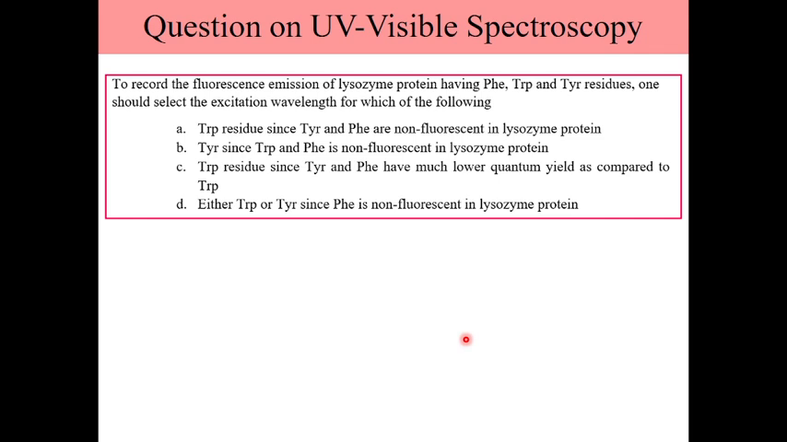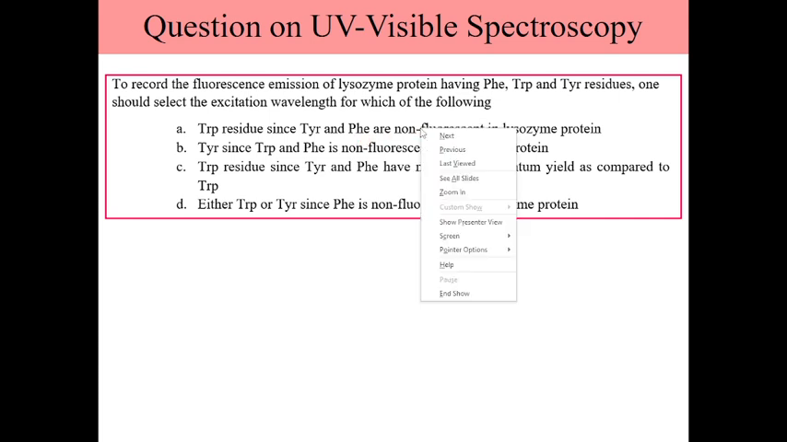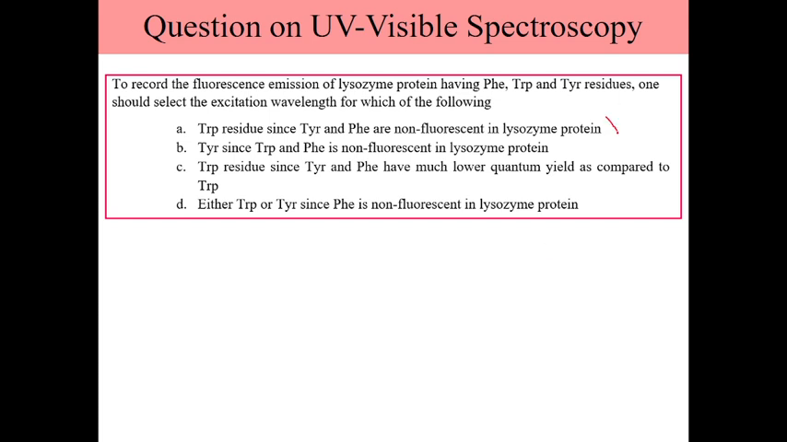So the first question says, to record the fluorescent emission of lysozyme protein having phenylalanine, tryptophan and tyrosine residues, one should select the excitation wavelength for which of the following. All right, so tryptophan residue, since tyrosine and phenylalanine are non-fluorescent in lysozyme protein. All of them are fluorescent because all of them have an aromatic side chain. Okay, so this is definitely not correct, right? So this is not correct.